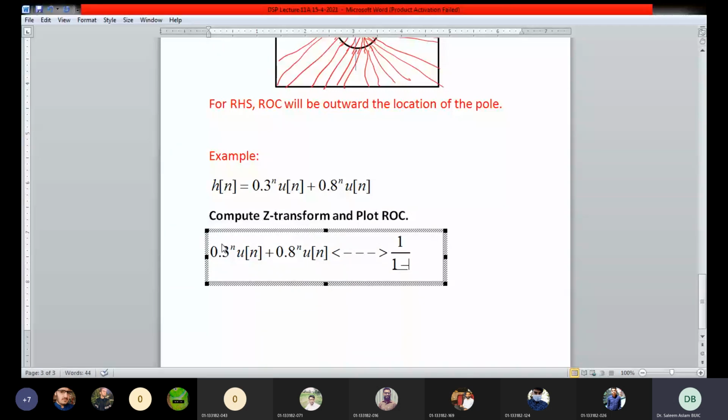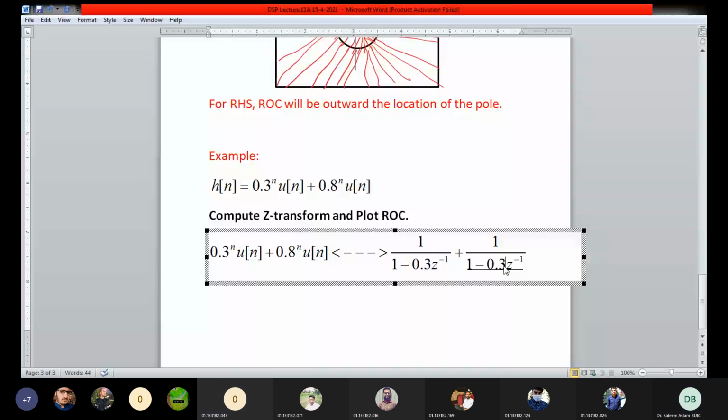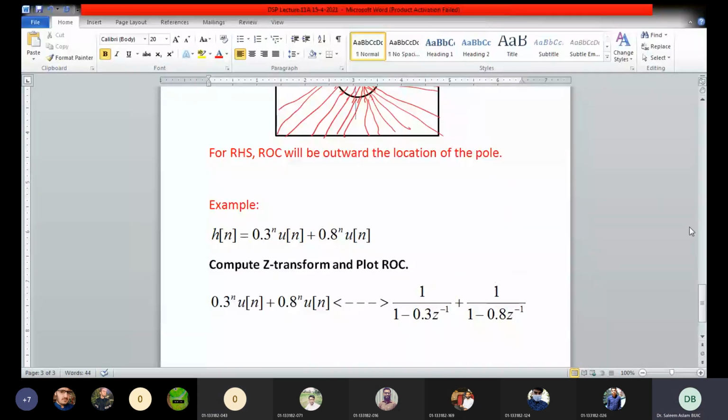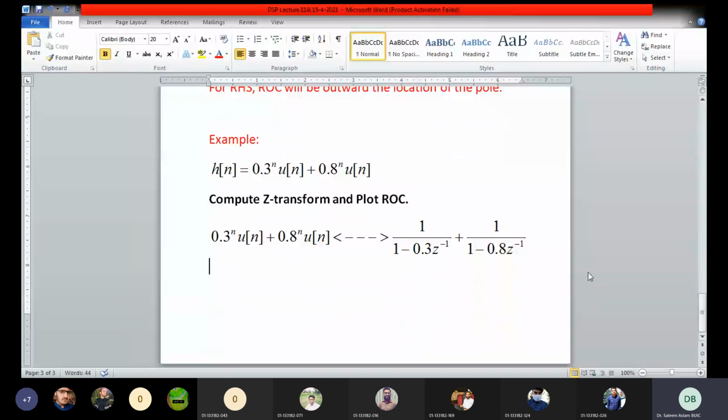So in our case, first a1 is 0.3, so 1 over 1 minus 0.3 z to the power minus 1, plus what would be the answer of this second term, 0.8 to the power n u of n? Same, but the location of the pole is now 0.8, so 1 over 1 minus 0.8 z inverse. Right, so this is the Z transform expression. What about the ROC?